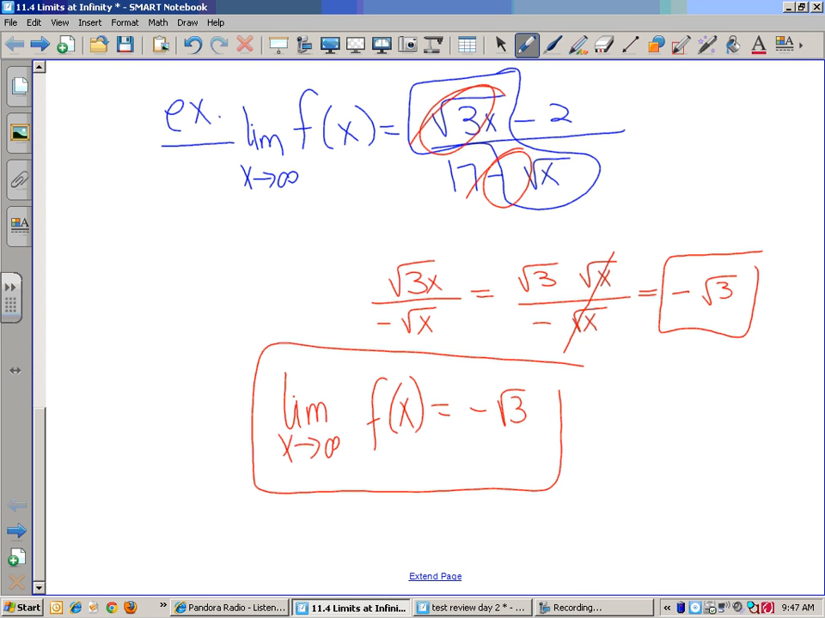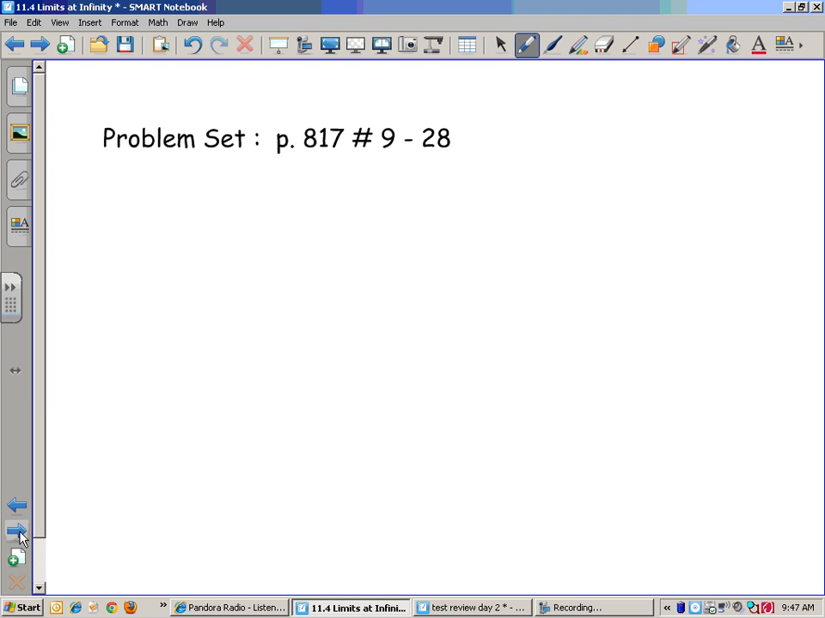Okay? So easy problem set today. You're going to just do the problem set. It's on page 817, and you're going to do numbers 9 through 28. If I were you, I'd look at every other, or I'd look at just the odd ones. If your odd ones are wrong, then go ahead and try an even one just to make sure you can do it.